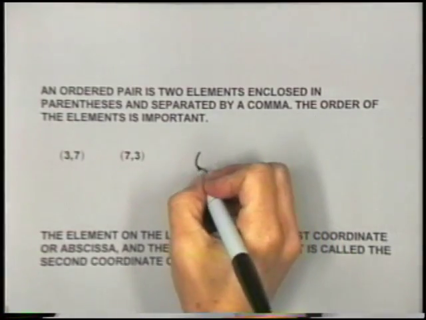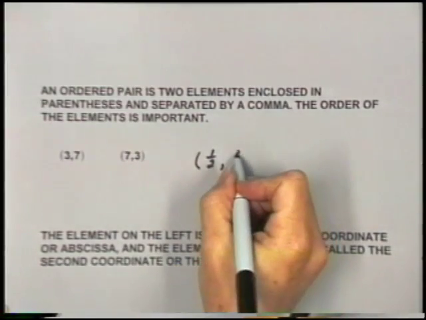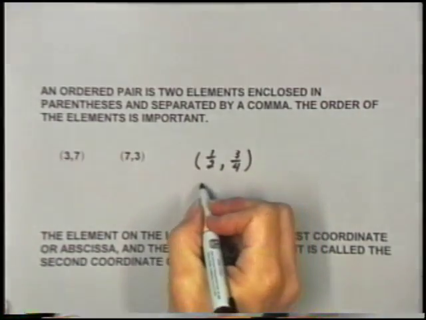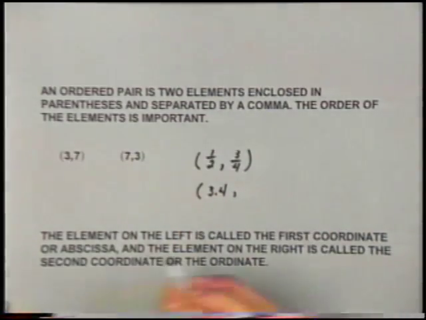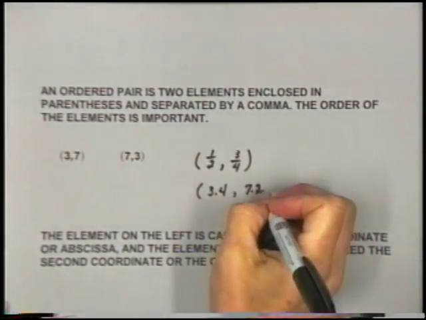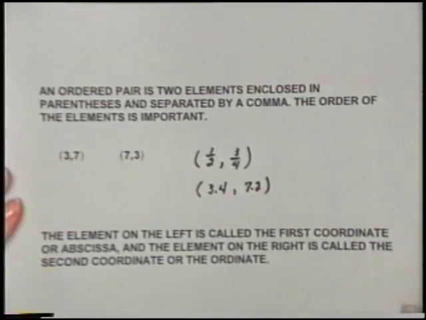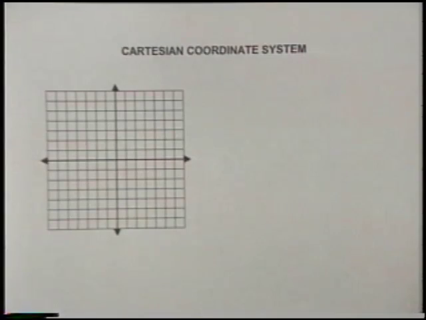You might have an ordered pair of numbers where 1/2 is your first coordinate and 3/4 is your second coordinate. You may also have decimals appearing in ordered pairs, 3.4 being your first coordinate here, and perhaps 7.2 being your second coordinate. We use the Cartesian coordinate system to graph these ordered pairs. Let's take a look at the Cartesian coordinate system.